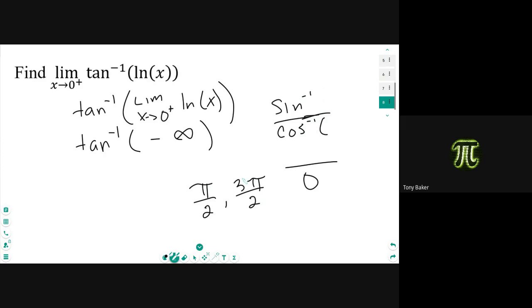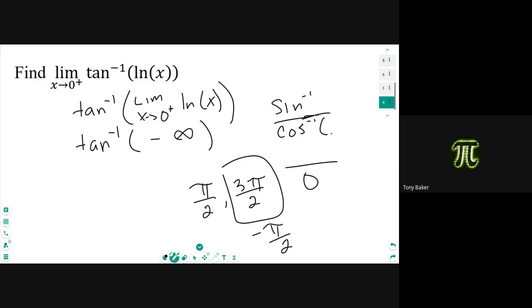So the key question here is that pi over 2 will give you 0 for both the cosine and the sine. Which one's going to give you a negative 1 on the top? And that's this one. Or negative pi over 2, depending on which way you want to go.